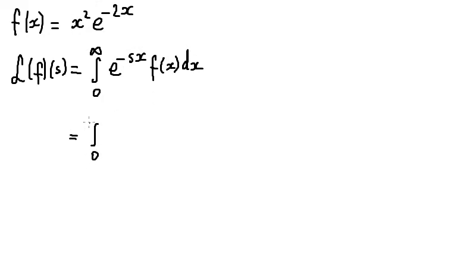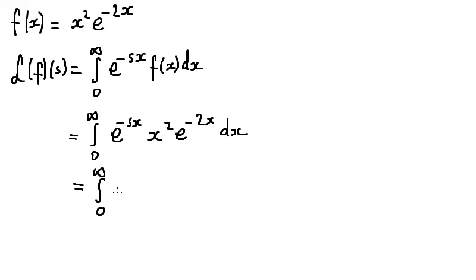Doing that, we will get the integral from 0 to infinity of e to the power minus sx times x squared times e to the power minus 2x dx. Some terms can be grouped together here. We have the integral from 0 to infinity of x squared e to the power minus x goes out as a common factor, then we're left with 2 plus s, dx. And then the big question, of course, is how to carry out this integration.